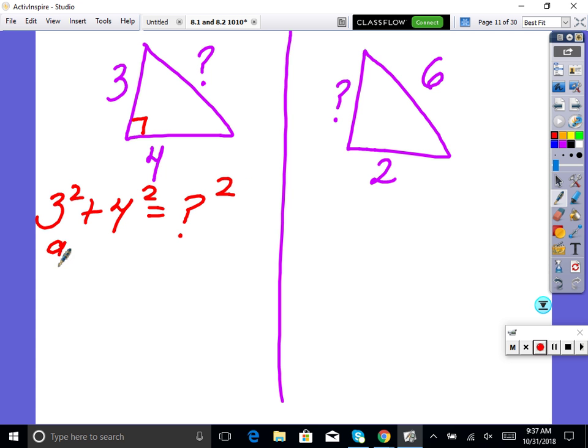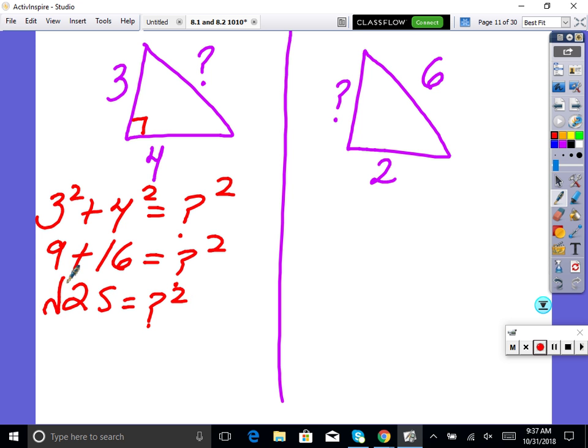So then that would be 9 plus 16 equals question mark squared. So that's 25 equals question mark squared. Do you see why this is in this unit? Because then we're solving. Square root. So question mark is technically plus or minus 5. And in the context of this problem, a negative side length would not make sense. So our answer would just be 5. But we do need to put plus or minus, right, when solving and taking square roots.